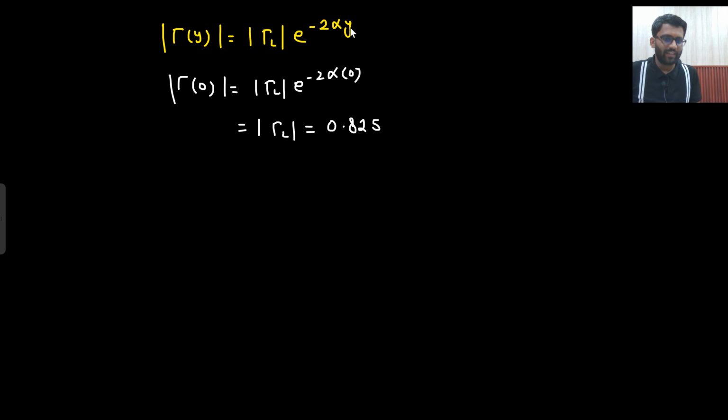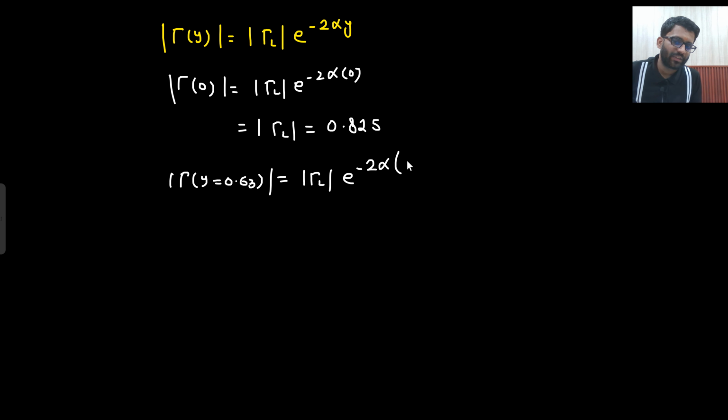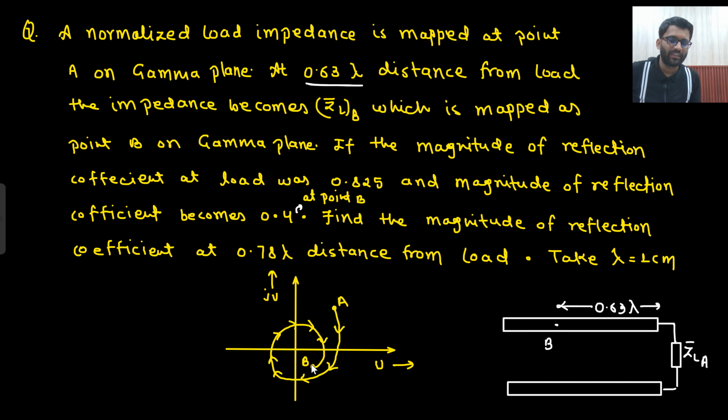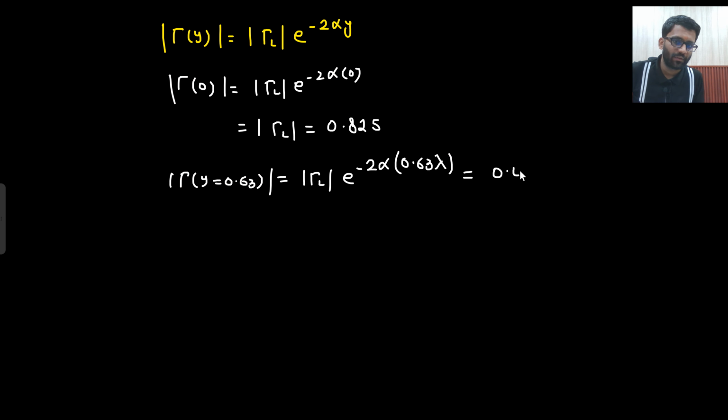So if your y is 0.36, that means you have reached point B. We don't have the value of alpha. How much distance have we covered? 0.36 lambda. Then at what point have you reached? Point B. And what is the magnitude of the reflection coefficient there? That is 0.4. So I can write 0.825 e to the power minus 2 alpha times 0.36.